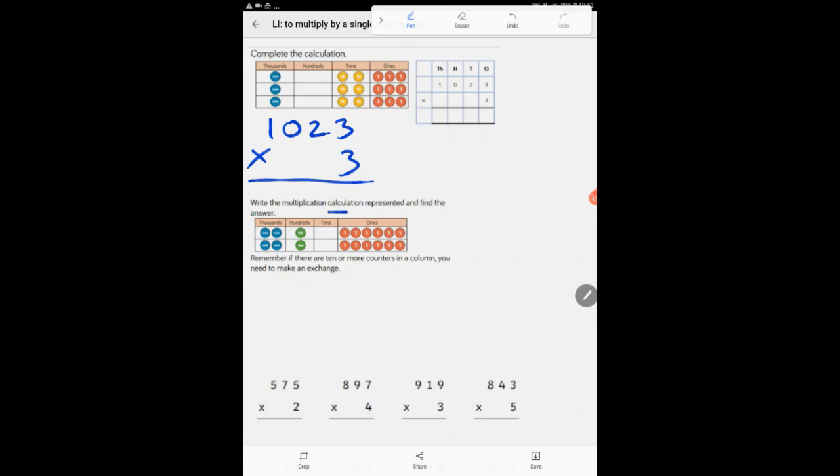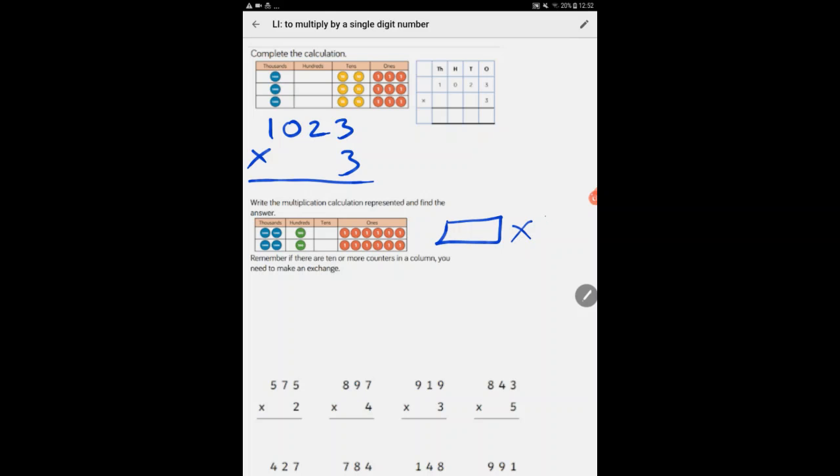Write the multiplication calculation represented and find the answer. Remember, if there are 10 or more counters in a column, you need to make an exchange. So similar to the first question, but this time you've got to write what could be the multiplication. So it's something times by something. So what multiplication is being represented here? Afterwards, you add up the ones, add up the hundreds, add up the thousands to calculate the answer. But remember, if there are 10 or more counters in a column, you need to make an exchange.